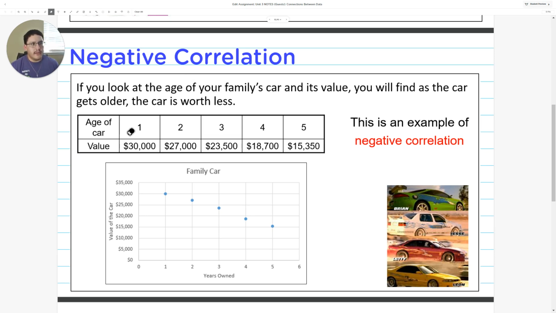As the age of the car increases, the value of the car decreases. So notice in this example, from age 1, 30,000 is its original value, and then it decreases to 27,000, 23,500, 18,700, 15,350. This has a negative correlation.